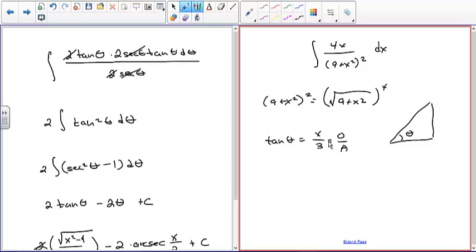You could actually solve this without using trig substitution. You just let u equal 9 plus x squared, and you'd have u squared in the denominator. But we're going to use trig substitution instead of u substitution.